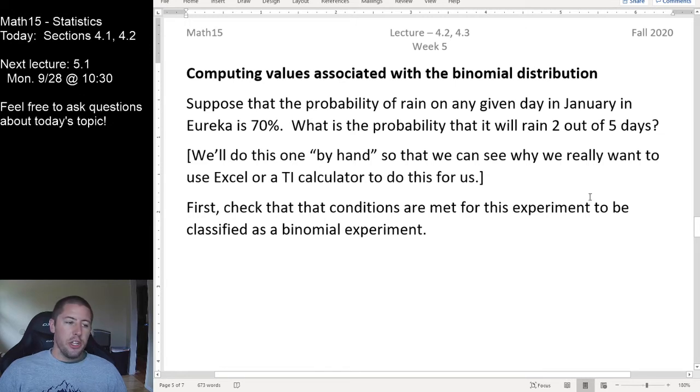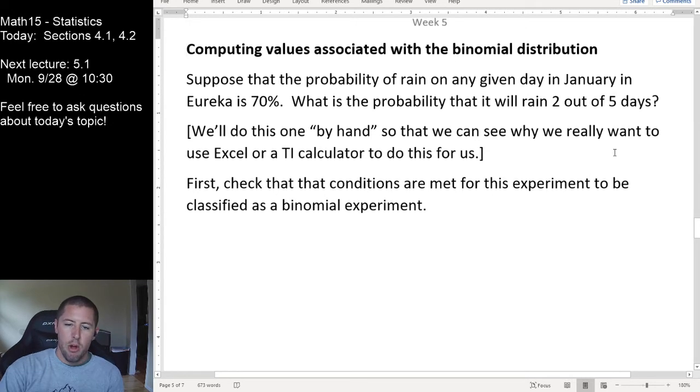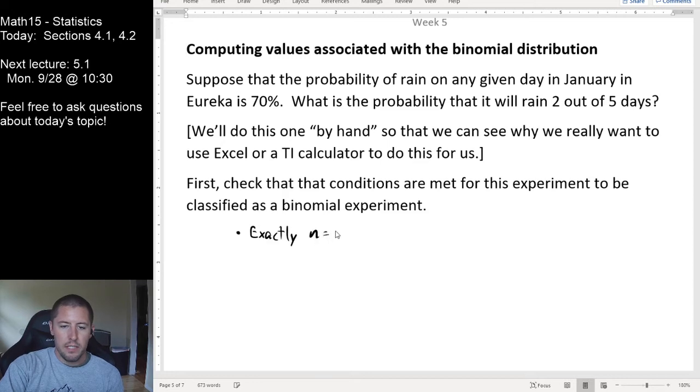So the first thing we need to do is verify that this is a binomial experiment. So remember the 3 rules that we came up with is that there are exactly a fixed number of trials. We're doing exactly 5 trials. So I'm going to say exactly n equals 5 trials. There are 5 days over which we're going to say, did it rain or not? It is the case that there is a probability of success of P equals 0.7 on any one given day.